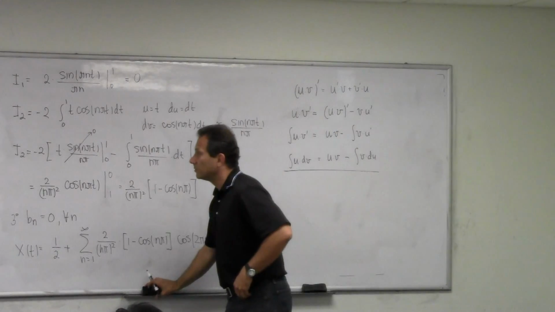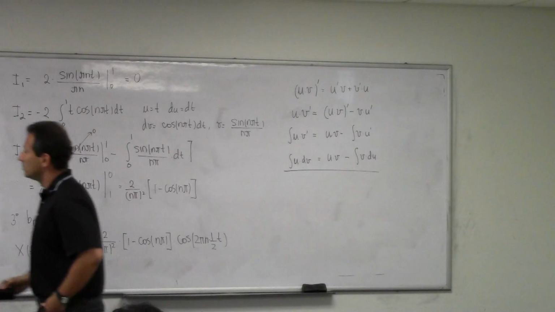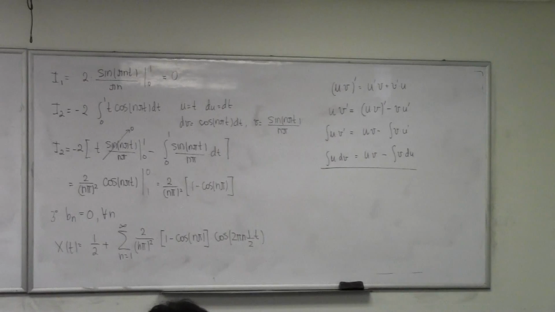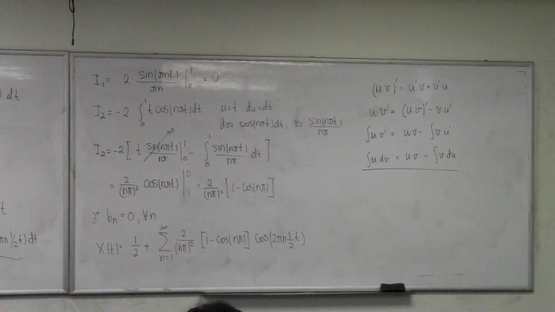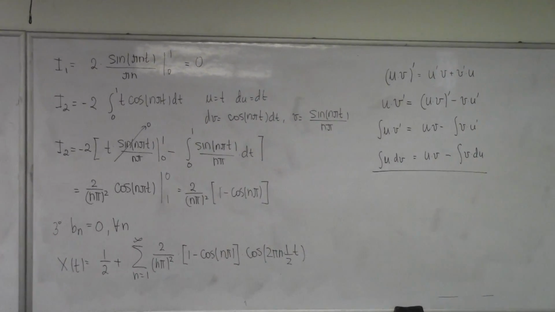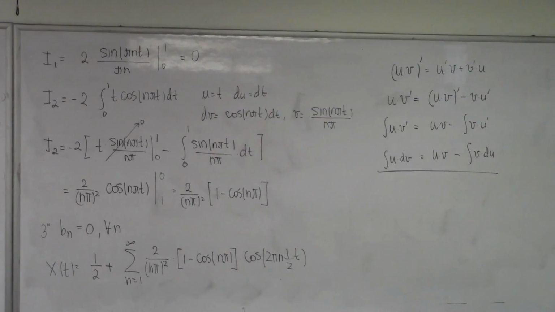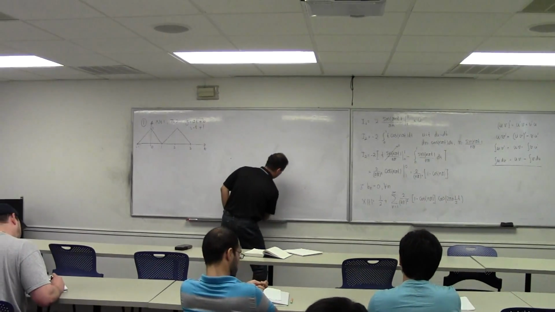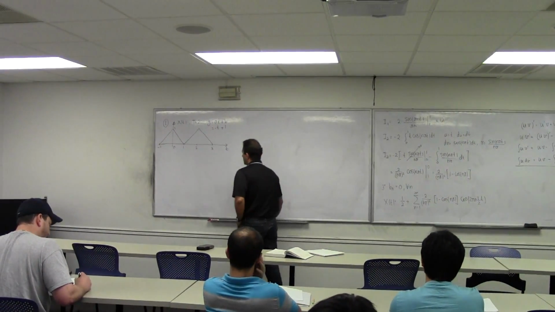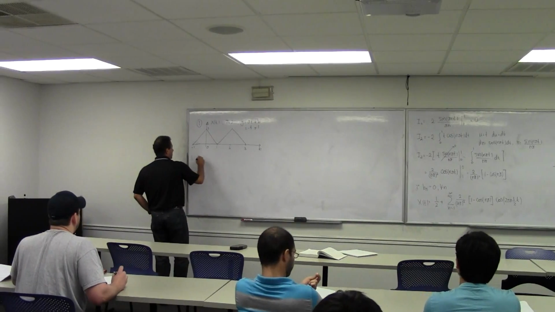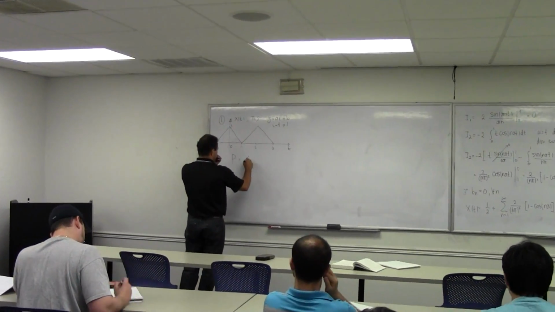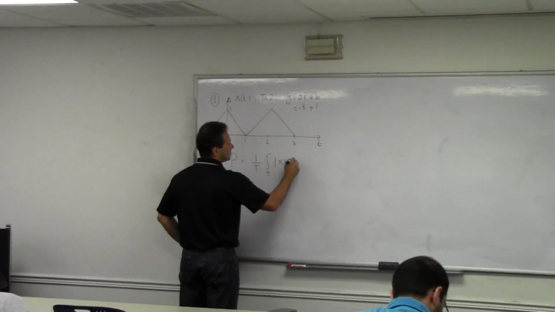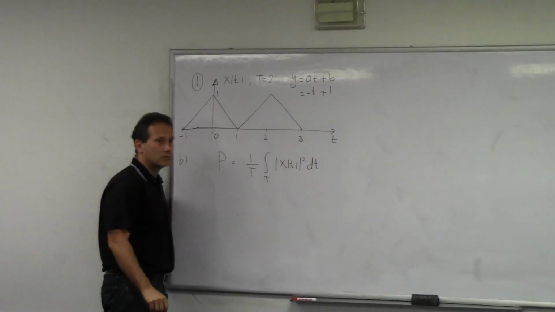So let's do that part B. What components do I need to keep to account for 98% of the power? Let's first determine the power of the signal directly. So, how do I determine the power of the signal? If the signal is periodic, then it is 1 over period, integral over period, magnitude of the signal squared dt. So I need to square it.